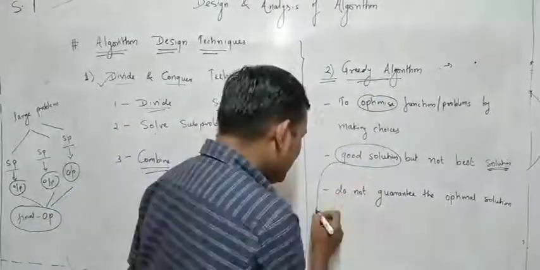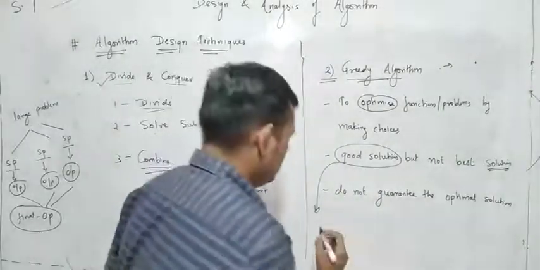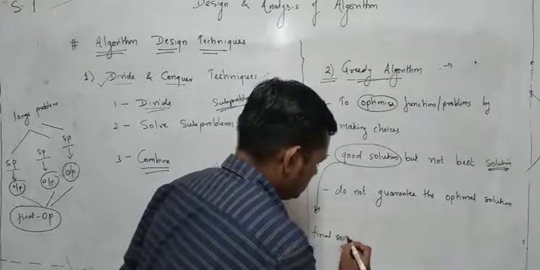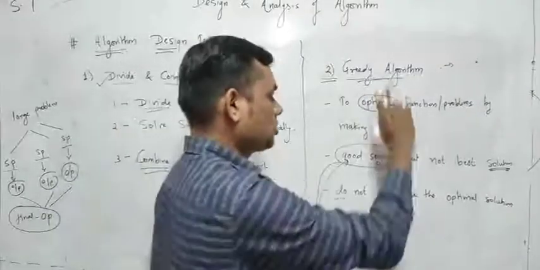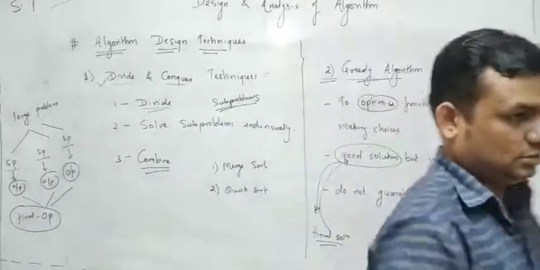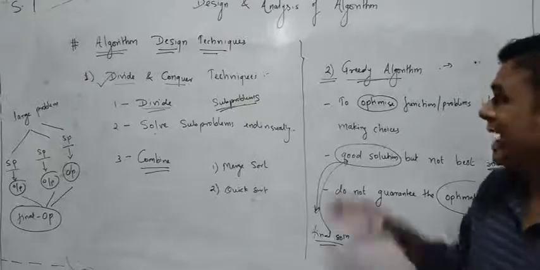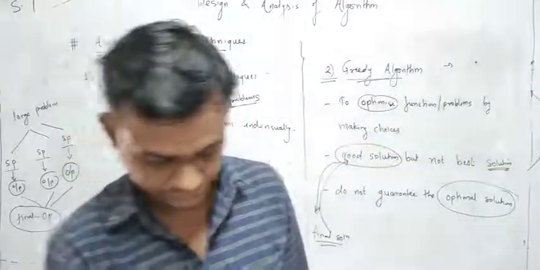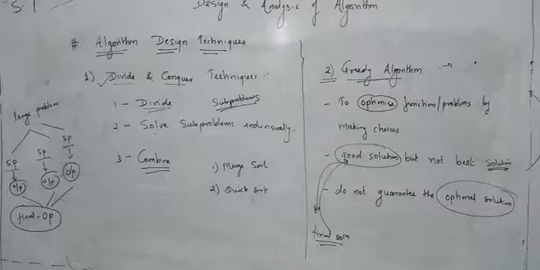That good solution matches or approximates the final solution, but it is not the final solution. So that particular approach is called the greedy algorithm. I mean, it does not guarantee that that solution is the optimal solution. So that approach is called the greedy approach. We studied that greedy algorithm or greedy approach in unit number 3. We have to solve a number of problems by using that greedy approach.